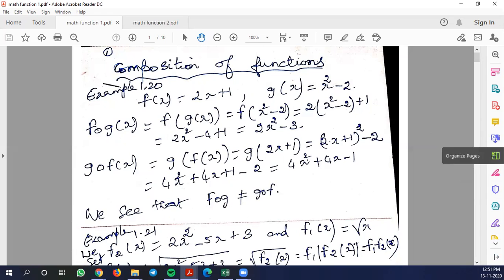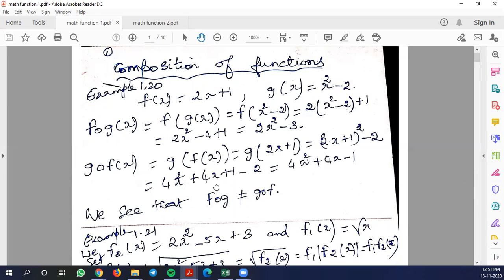So let f: A → B and g: B → C be two functions. Then the composition of f and g, denoted by g∘f, is defined as the function (g∘f)(x) = g(f(x)) for all x belongs to A.